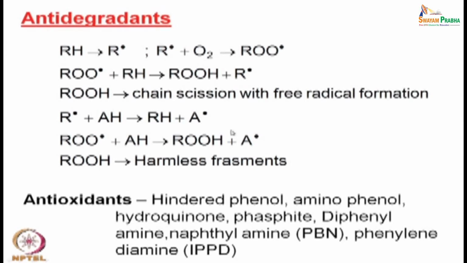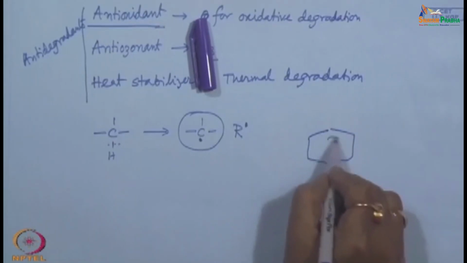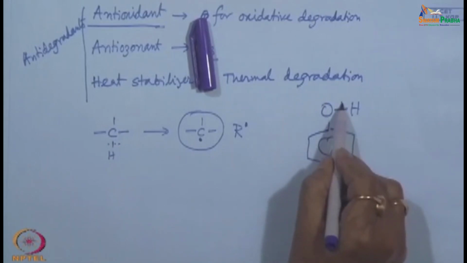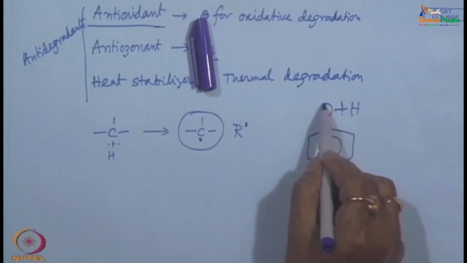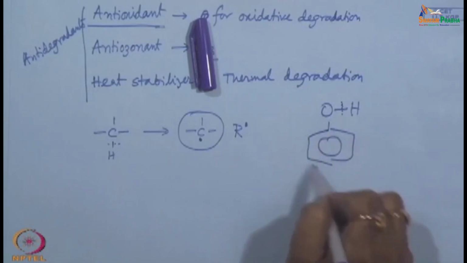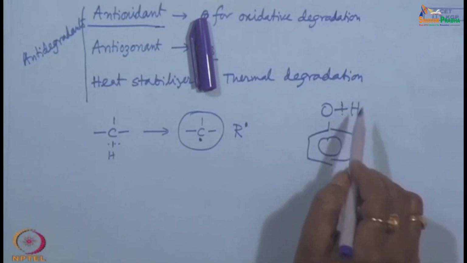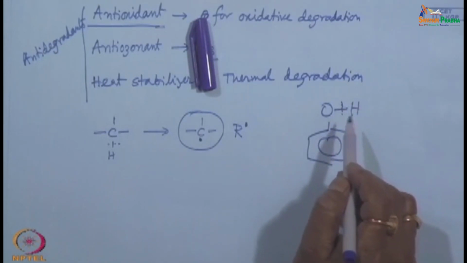So, this is the basic mechanistic principle, the mechanism by which this anti-degradant functions. Examples of antioxidants are hindered phenols. The formula of phenol is this, with an OH. If it can break over here forming a free radical, that free radical will be stabilized by the aromatic phenyl ring. So, phenol is a good antioxidant or anti-degradant type of thing.